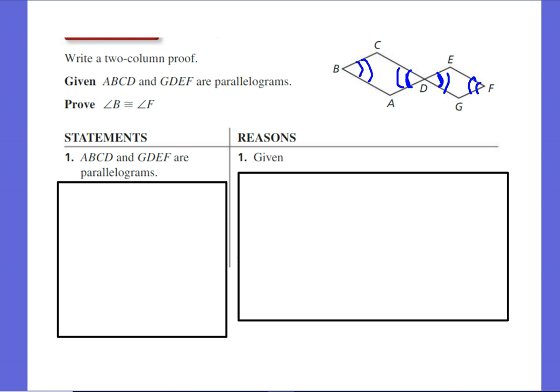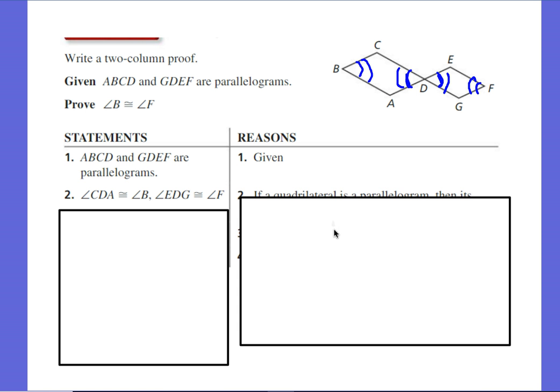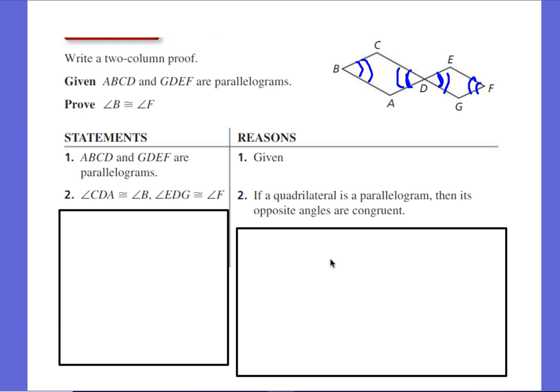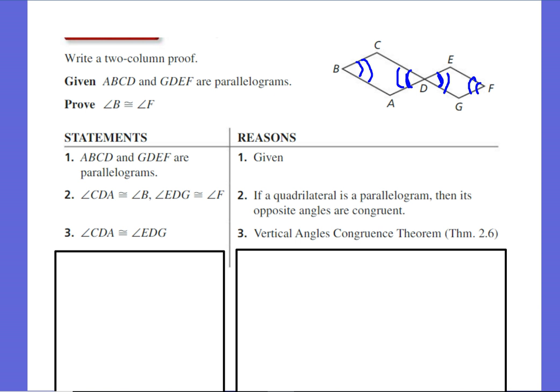So what do we know? Well, I know that angle CDA and angle B are congruent, as are EDG and F, by, you could either say the parallelograms opposite angles theorem, or you can write it out and say that parallelograms have opposite angles that are congruent. Okay, so now what do we know? Well, we already did state our vertical angles. We know that angle CDA and EDG are congruent to each other because they are vertical angles.